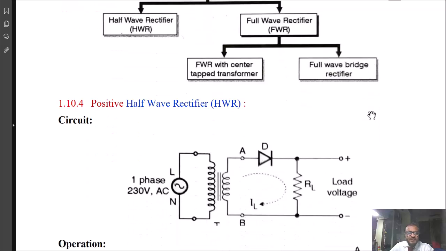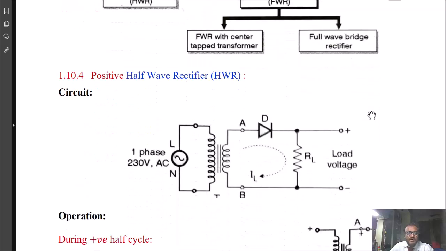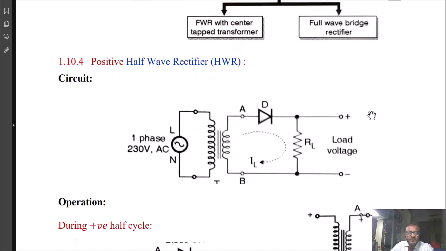So let's first study the positive half wave rectifier. The circuit diagram of the positive half wave rectifier is shown here. It consists of a step down transformer.